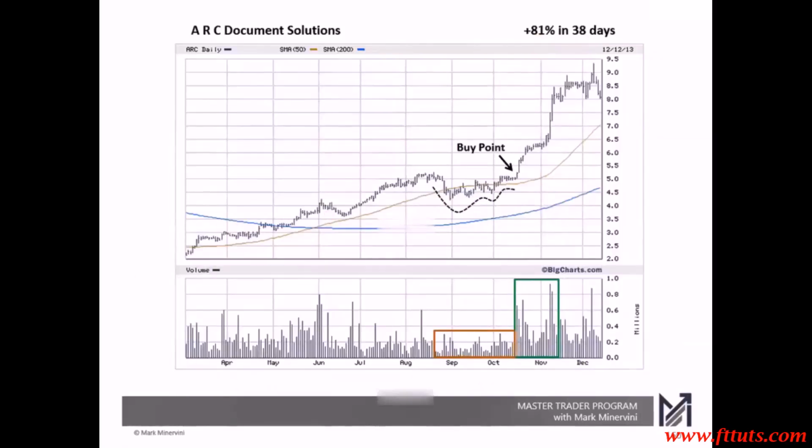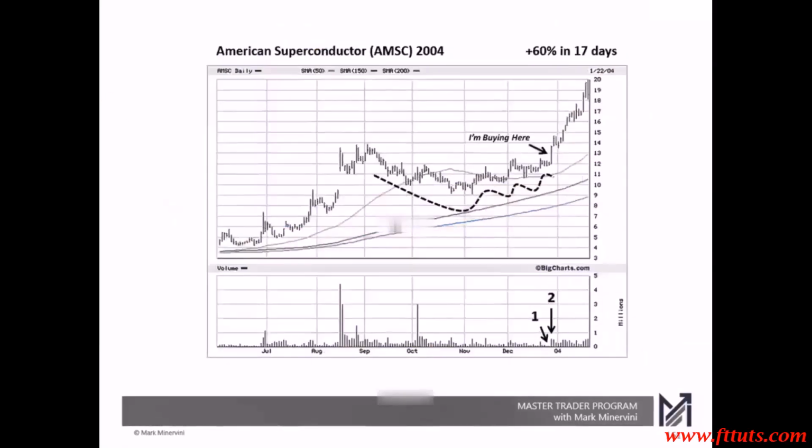81% in 38 days. Here's American Superconductor. It goes through the contractions. This is really just textbook, picture perfect.